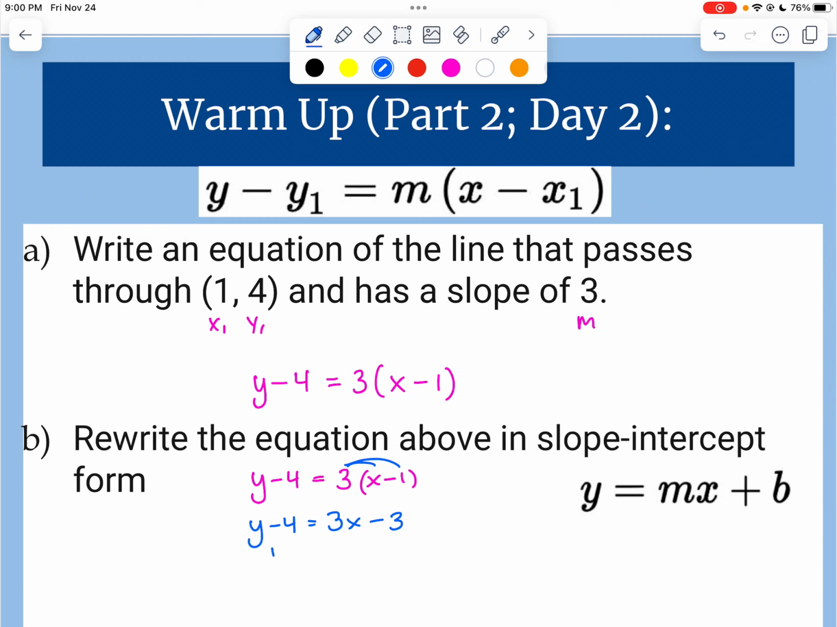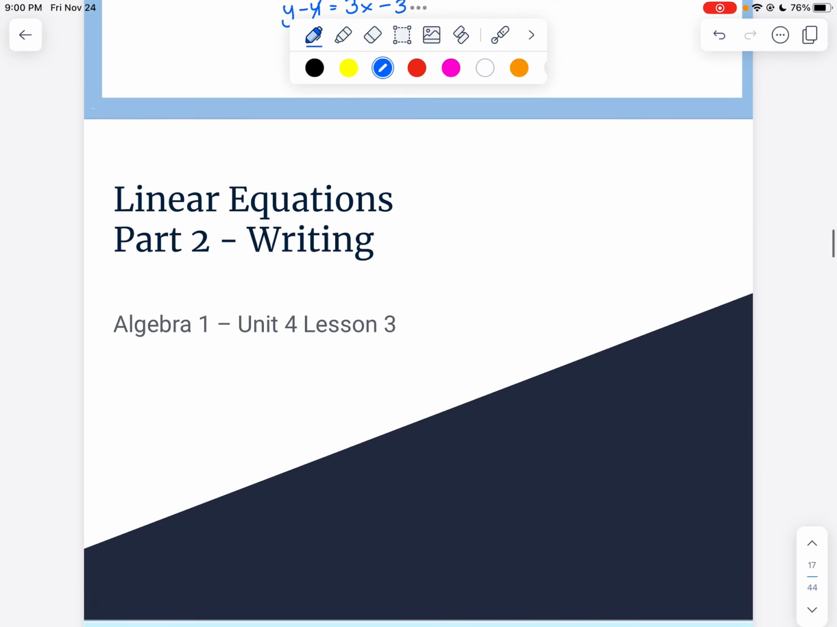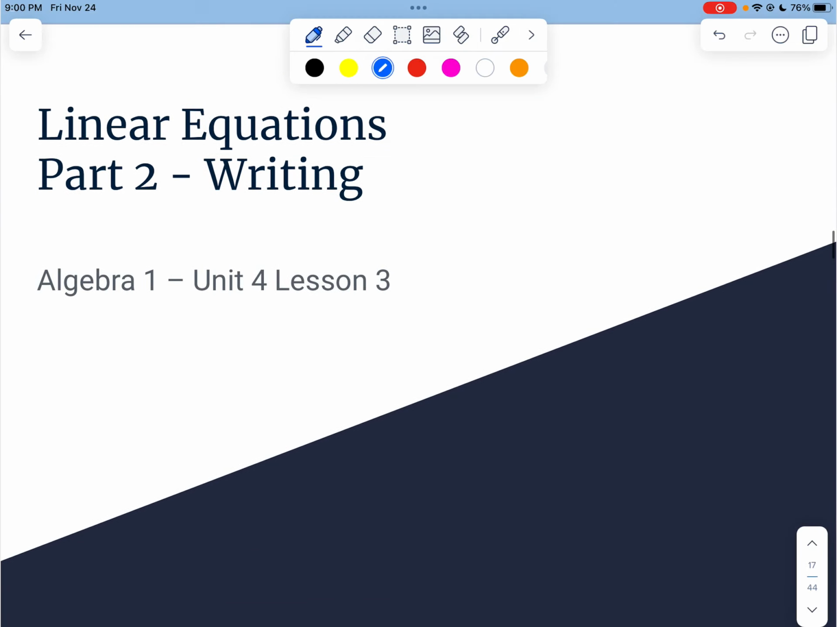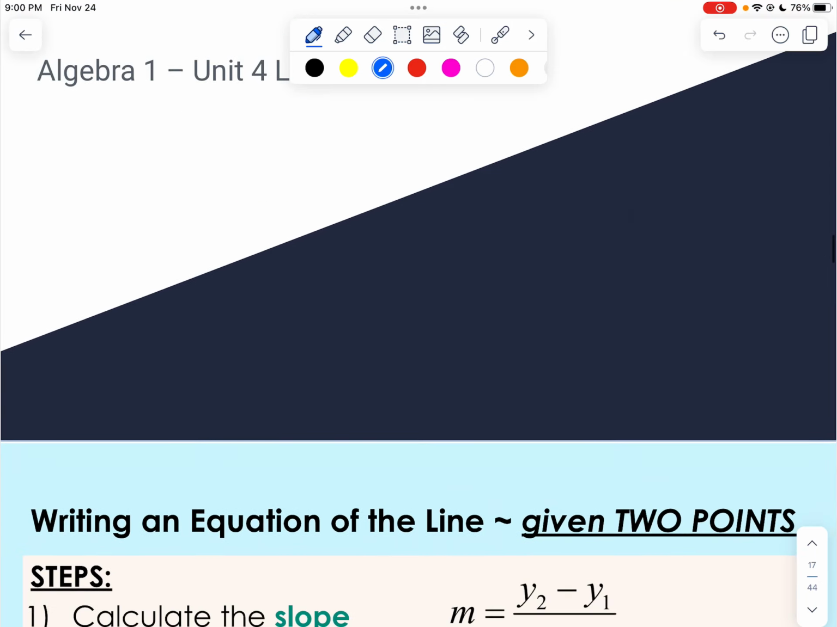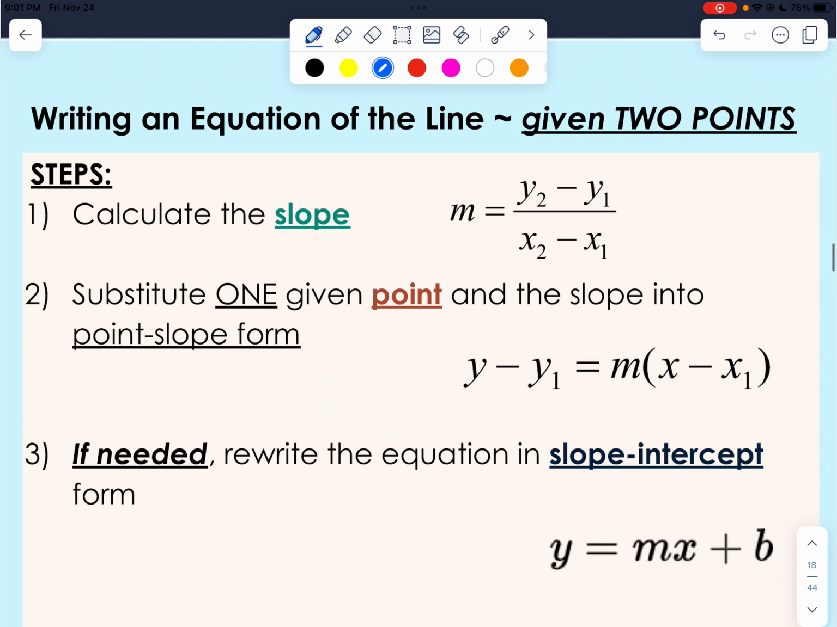Continuing on, we want to get rid of negative 4. So the inverse operation is to add 4. Those cancel. So y equals 3x, negative 3 plus 4 is positive 1. y equals 3x plus 1. And there we go. Now that was a refresher from yesterday. We're still in 4.3, part 2. We're still writing equations. Now we're just given different information.